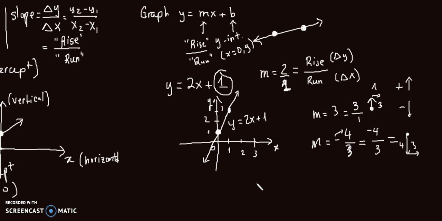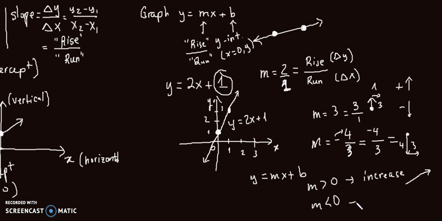Now what happens if my slope is negative? Let's think about this. For y equal to mx plus b, if m is positive, then the graph will increase. I will have an increasing graph, so it will go up like this. But what happens if m is negative? Then I would have a decreasing graph, so my graph would be going down like this. So if your slope is positive, but your graph is going down, then there must be something wrong.